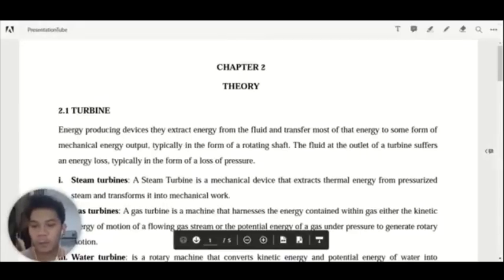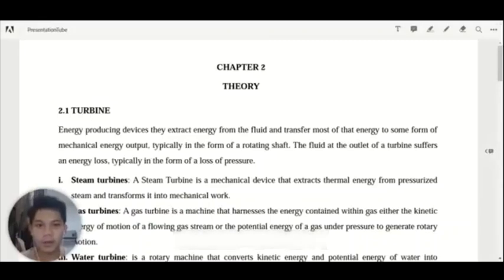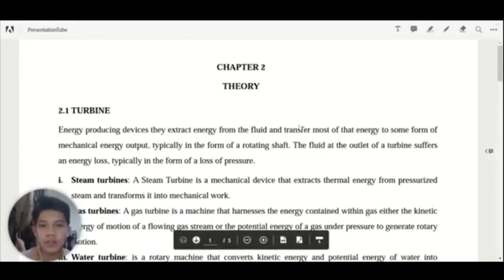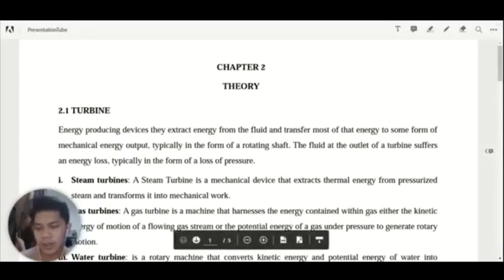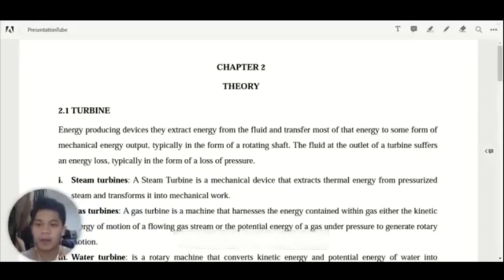Hello everyone, my name is Jidan Jahit and my matrix number is HP17007 from Group 1, Section 1. For lab number 5, which is the Pelton wheel turbine, I will be explaining chapter 2, which is the theory. The first explanation that I'm going to tell you is about the turbine.